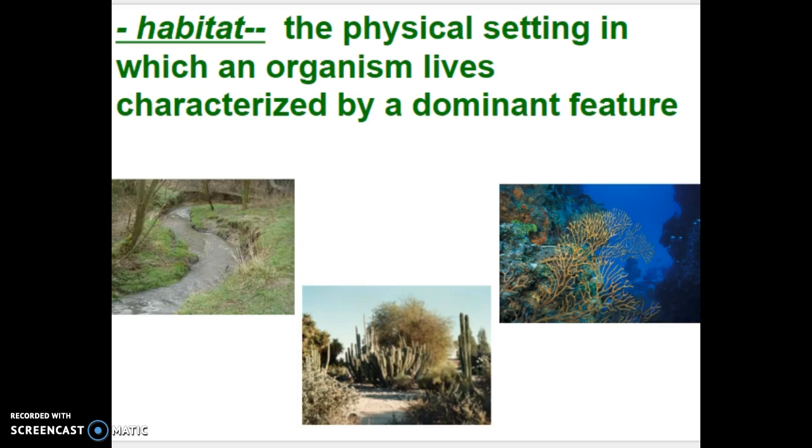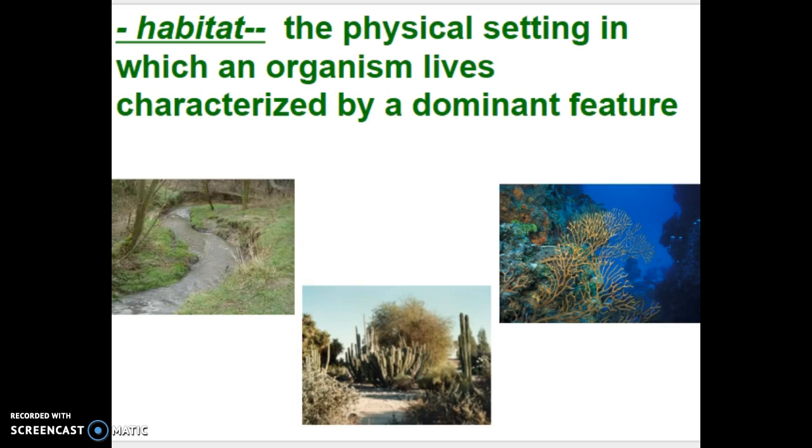So the habitat is the physical setting where the organism lives. So this is the physical parts, abiotics, or the habitats. And it's characterized by some sort of dominant feature. For example, in a forest ecosystem, we would have maybe deciduous or spruce trees being a dominant feature. In a desert ecosystem, we may have certain types of cacti or trees being a dominant feature.